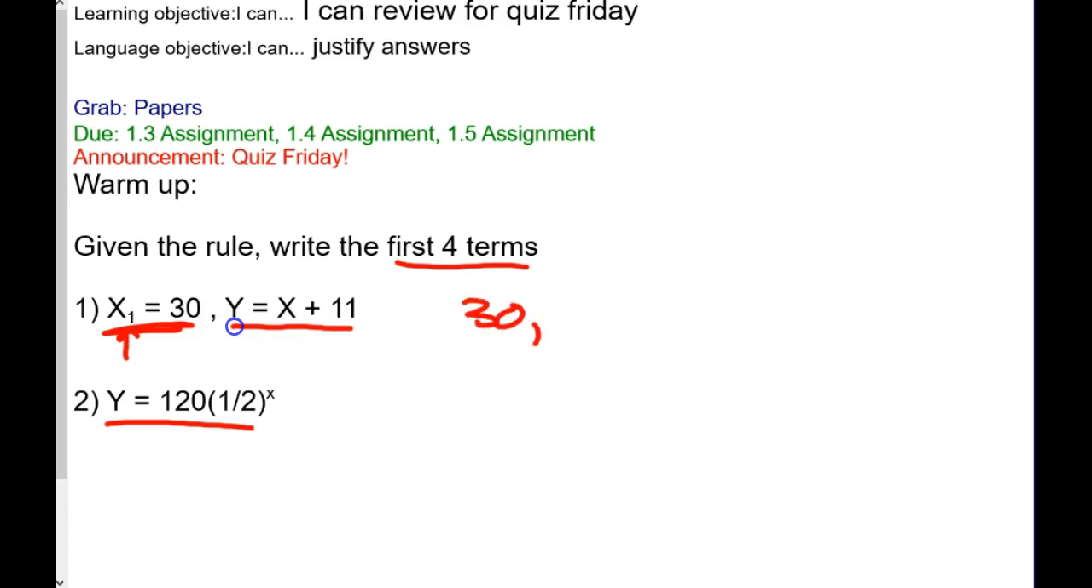And then what's happening to the x every single time? Adding 11. So if 30 is my first term, and I'm just adding 11 each time, what's the next term? 41. Everybody else, are you with me? We have a starting term, we got a rule, so we're going to keep adding 11. So what's the next 2 terms? 52.